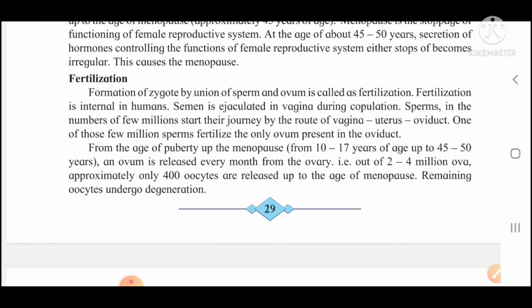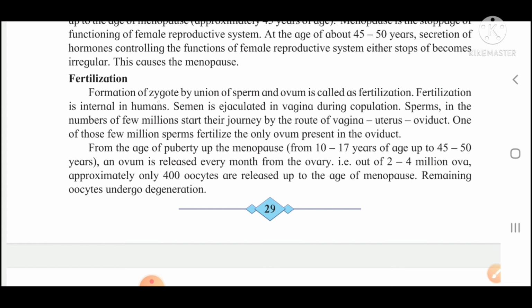Next, fertilization. Formation of zygote by the union of the sperm and ovum is called fertilization. This is the definition of fertilization. Here the zygote is formed by the union of sperm and ovum. When sperm and ovum combine together, they form a zygote, and this process is called fertilization.